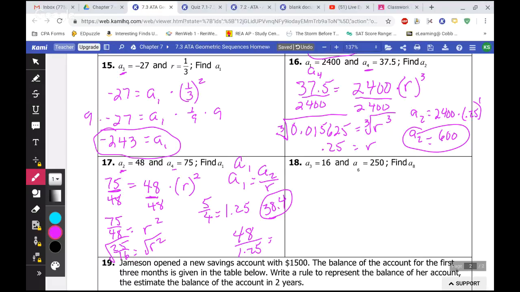Can I just have just a second, please? Sure. 48 divided by 1. Just confirming. Yep. $2.50. Okay, I'm back. Okay.